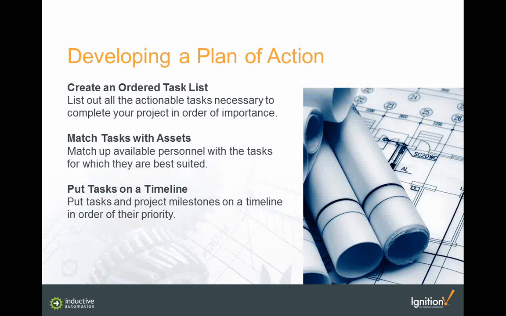If you're by yourself, then you may need to look at extra tools, training, or help to get things done yourself. Some integrators only have one person. Finding all this information out early will ensure that the project doesn't come to a halt later on. So once we've matched those tasks with the assets, then we can put these tasks on a timeline. Putting tasks and project milestones on a timeline in order of their priority will hold your team accountable for getting things done and keep the project on track.